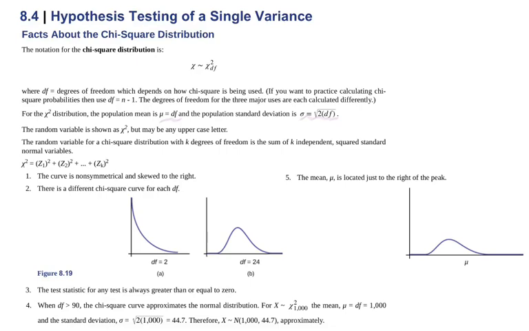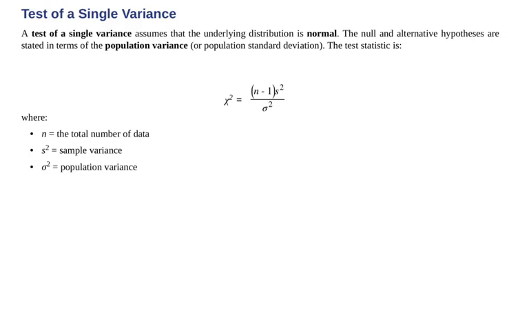Okay, and so also when we graph it, our mean will typically be slightly off to the right of the peak. So here being our mean, and then right here being our peak. So usually it's going to be off to the side from there. And for this test of single variance, this is how we get our test statistic, the chi-squared. N is the total number of data, S squared is the sample variance, and sigma squared is the population variance. So chi-squared is equal to N minus 1 times S squared, that quantity divided by sigma squared.